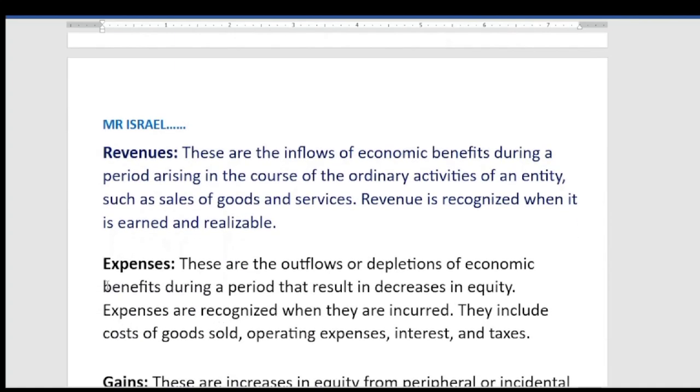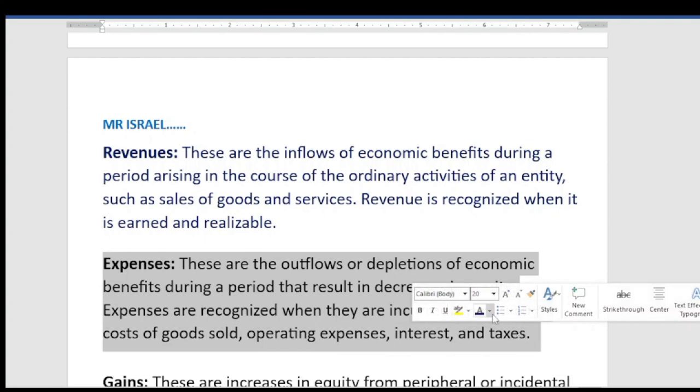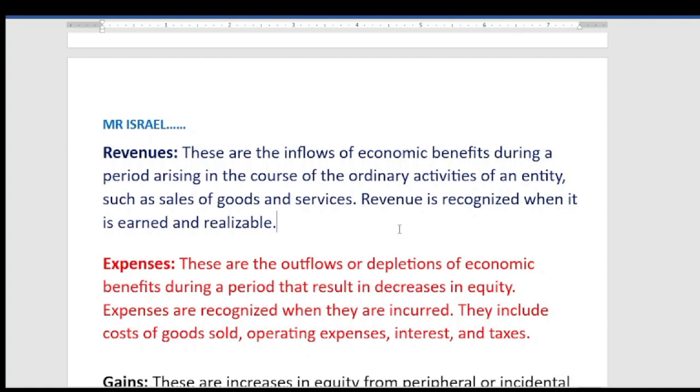Next is expenses. It's one of the elements. These are the outflows. Revenues are the inflows; these are the outflows or depletion of economic benefit during a period that arises in a decrease in equity. But the aim is for us to know that expenses is an element of financial statements.